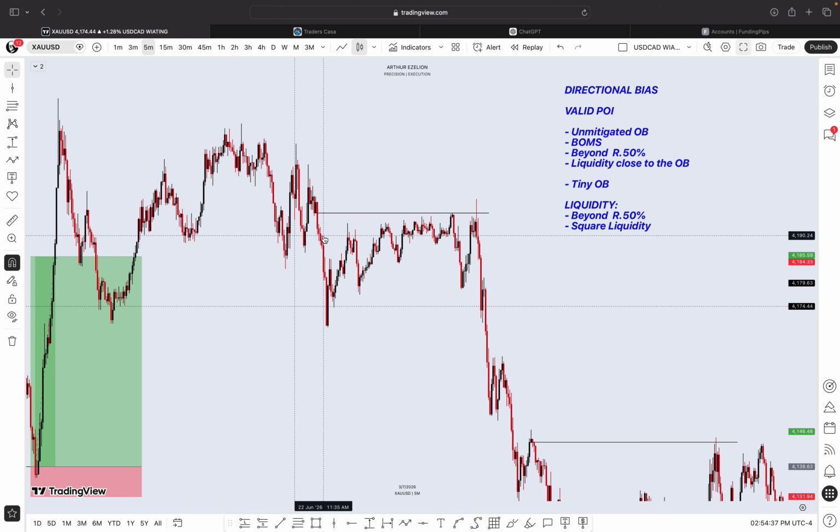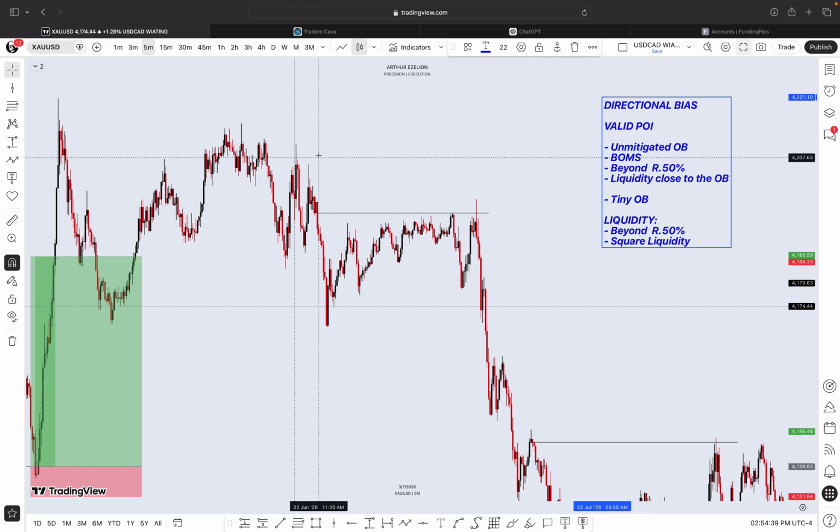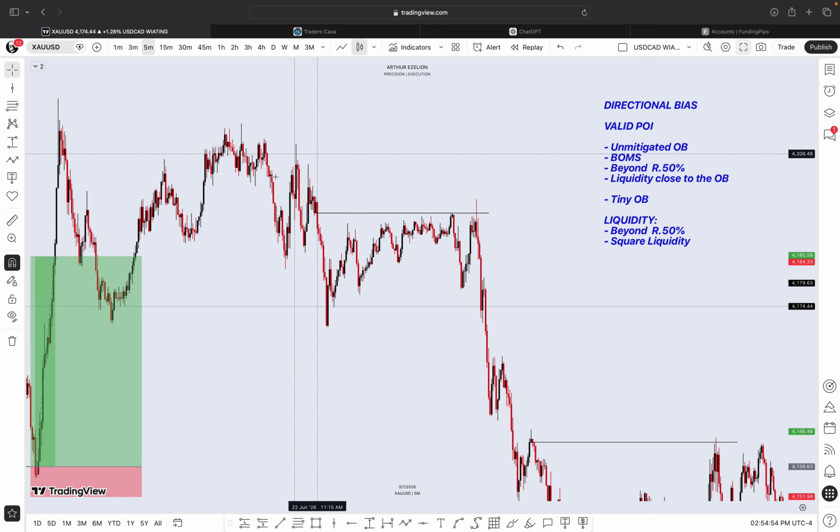The first thing I asked myself: where is my valid POI? Let's say I've already determined the directional bias is bearish. So what is my valid POI? An unmitigated order block. I mark it. This is an unmitigated order block. Is there anyone up? I don't think there is, but if you go further, you can also see it. But let's focus on this one, this closed one.